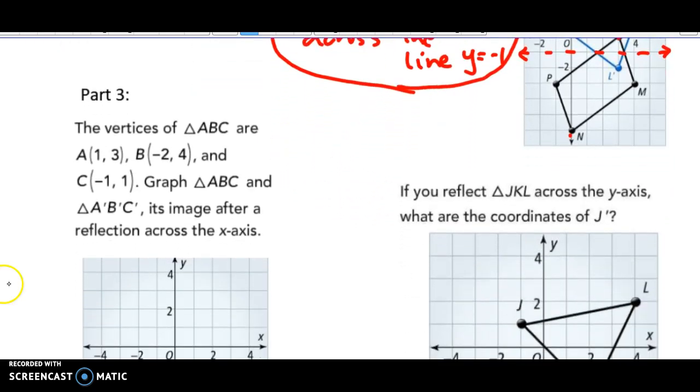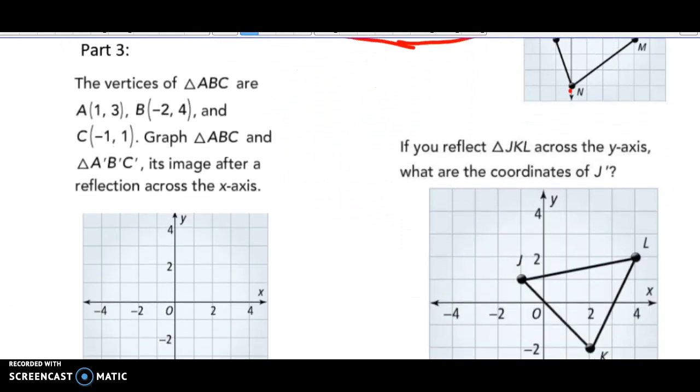Well, let's finish up with part 3 here and you can start your homework. The vertices of triangle ABC are A (1, 3), B (-2, 4), and C (-1, 1). Graph triangle ABC and triangle A prime, B prime, C prime, its image after a reflection across the x-axis.